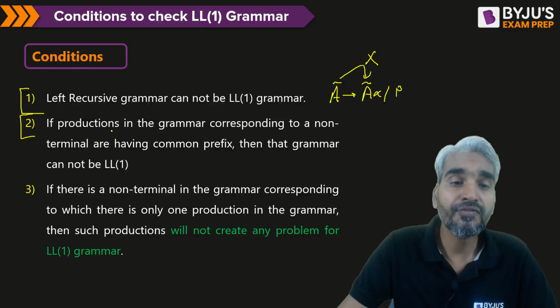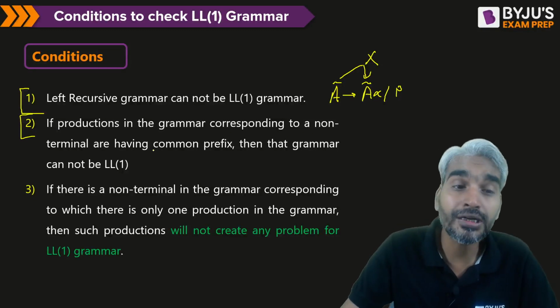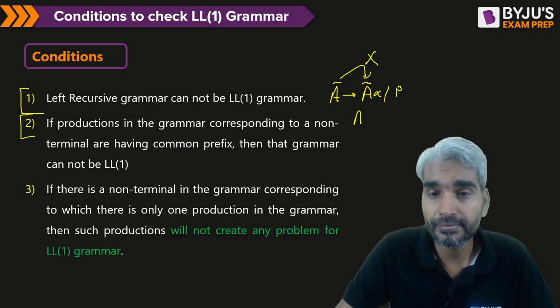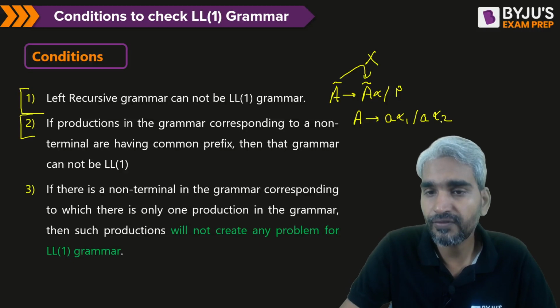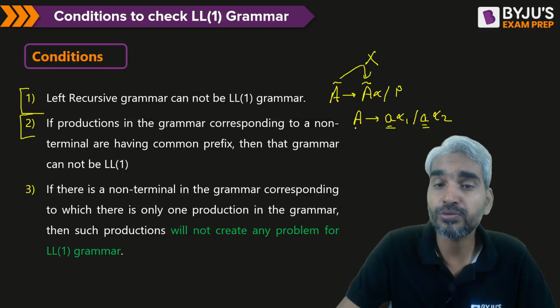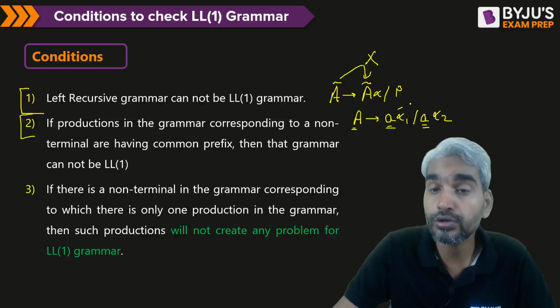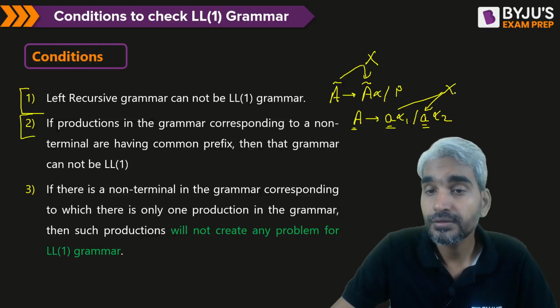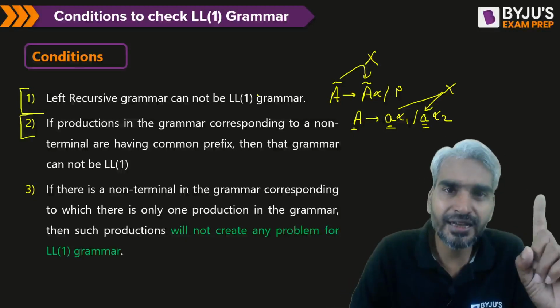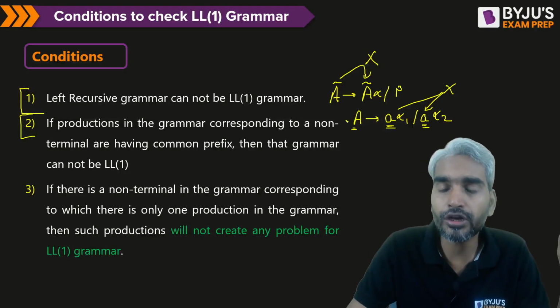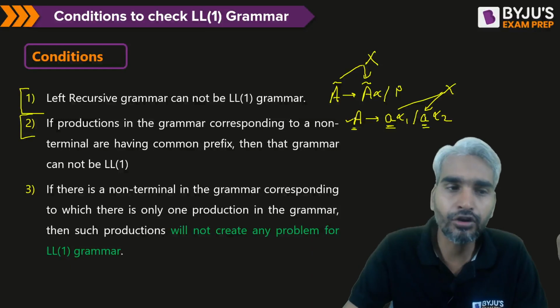Similarly, if in the grammar corresponding to a non-terminal there are common prefixes. So what do I mean? A implies A alpha 1, A alpha 2. These are common prefixes in the productions of non-terminal A. These things are also not allowed. So if left recursion is there, then the grammar cannot be LL1. If a common prefix is there with respect to any non-terminal, then the grammar cannot be LL1.